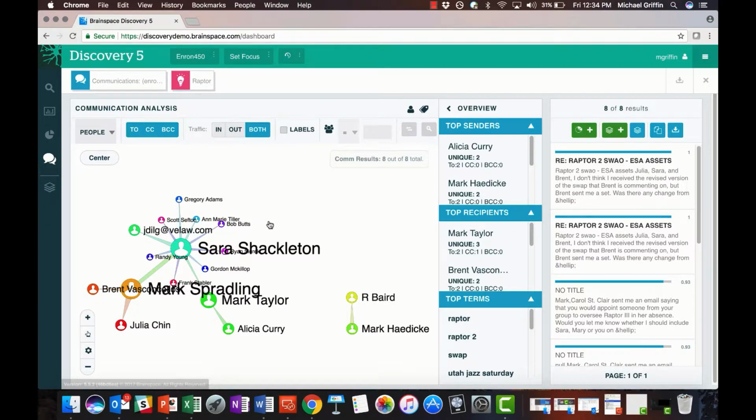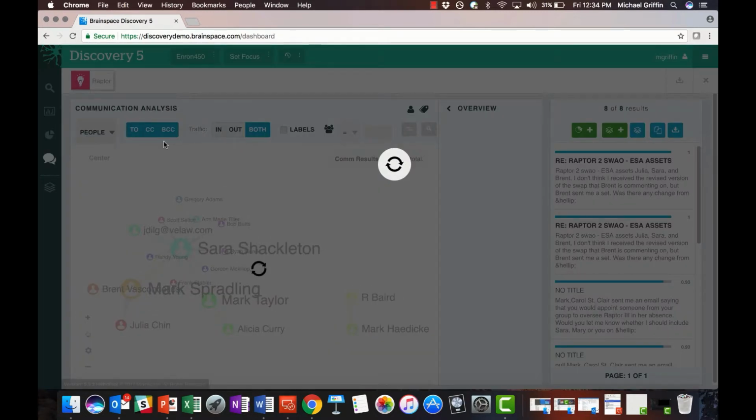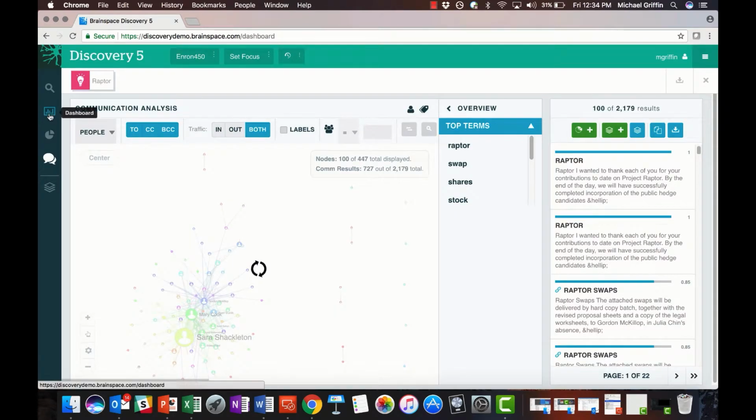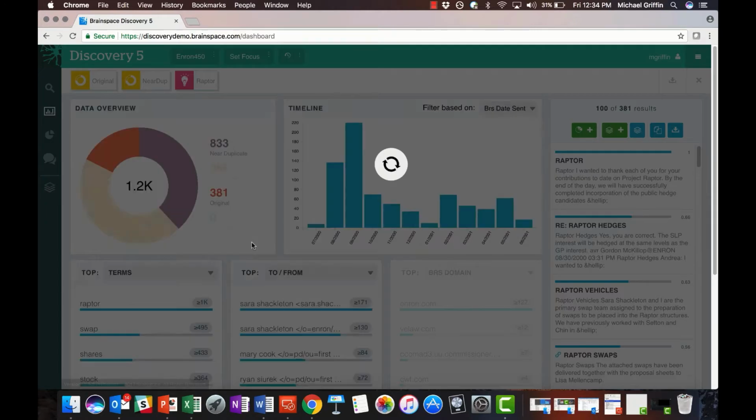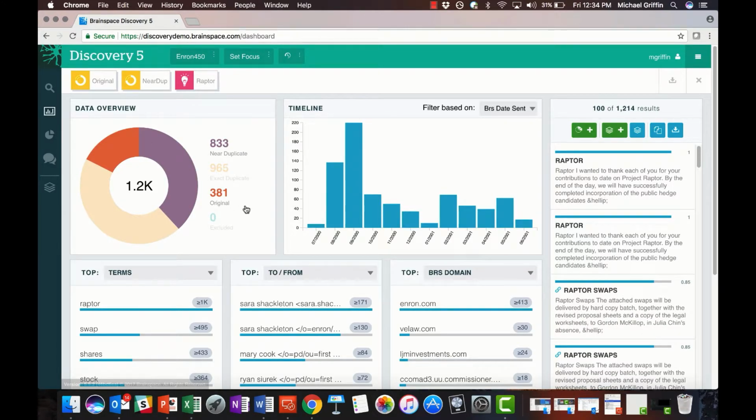Let's say, for example, we wanted to understand how this topic of Raptor started with the data that we have. We can remove this filter, and then we can go ahead and back out to what we call our dashboard view. The dashboard gives us the ability to quickly filter on metadata and then see those results change on the other visuals. So we're going to use a couple of different things here. We're going to look at just unique documents, so we're going to focus on near duplicates and originals. So we're going to click on the orange and the purple portions of the data overview. And we can see that the timeline changes and updates accordingly.